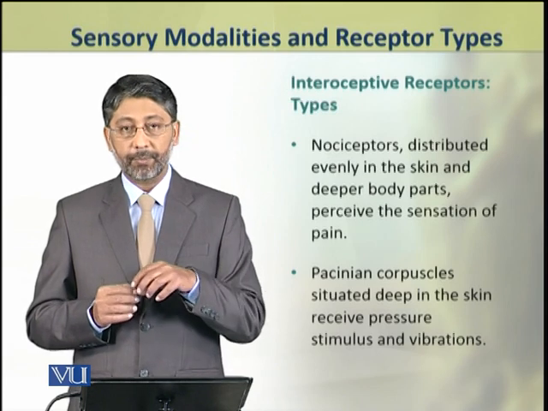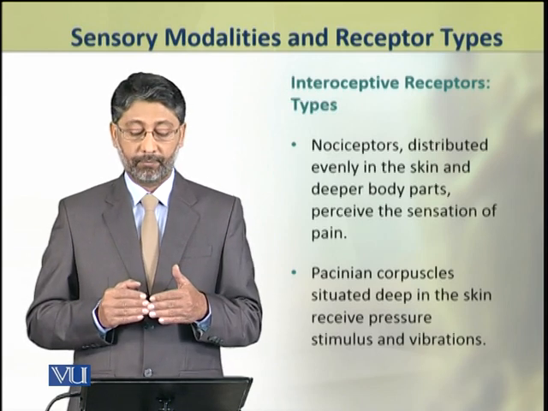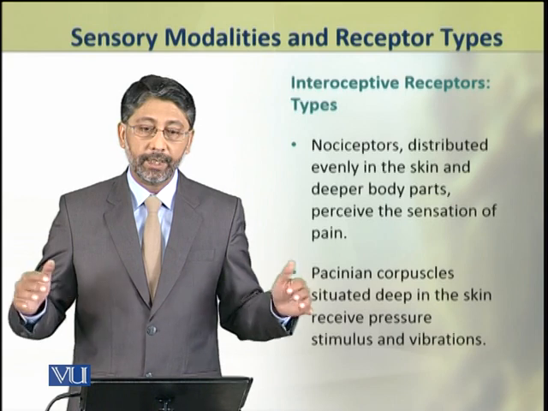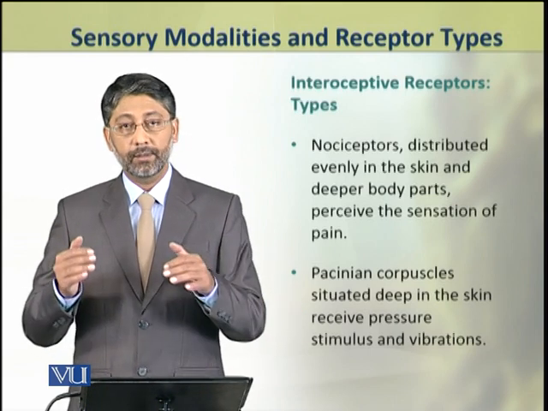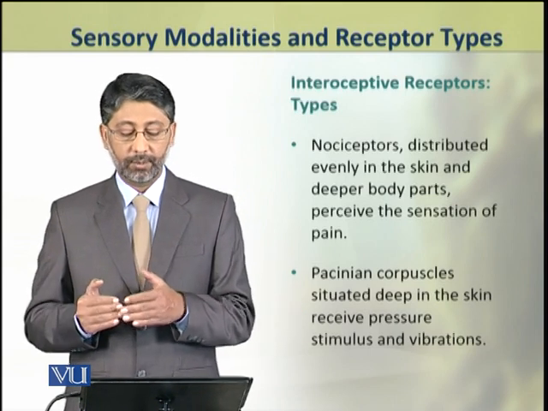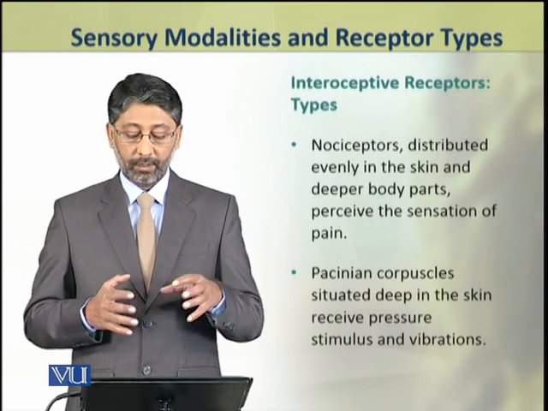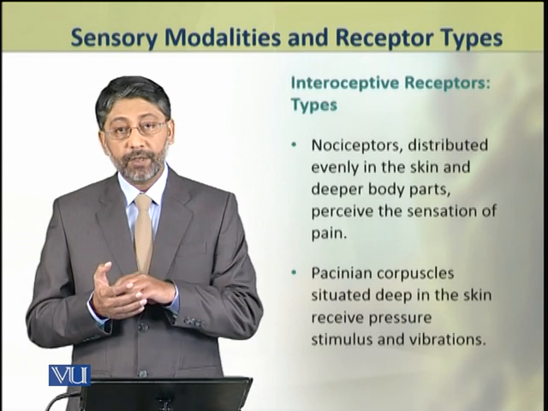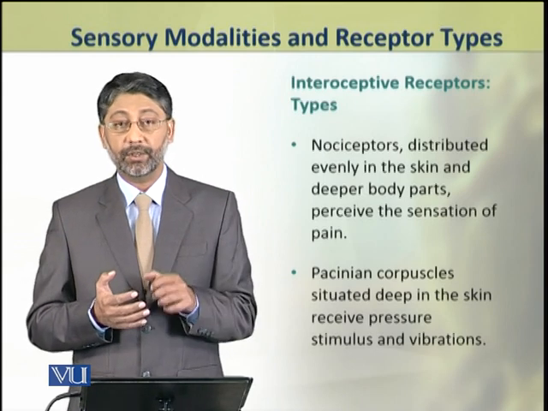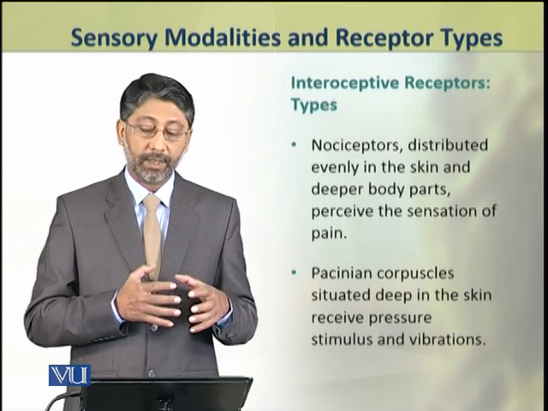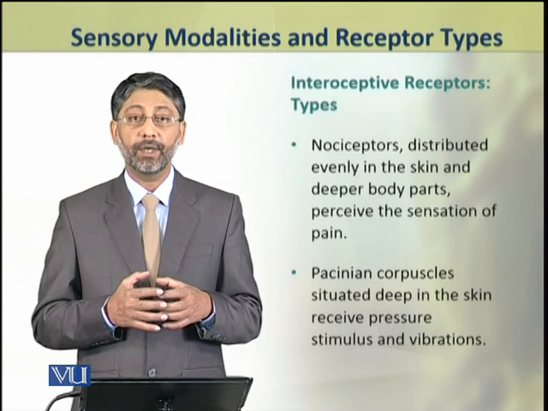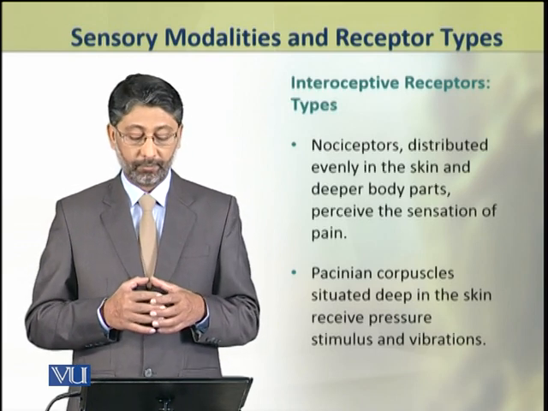Then another type is nociceptors, which are distributed evenly in the skin and deeper parts of the body. They perceive the sensation of pain. To perceive the sensation of pressure, there are Pacinian corpuscles which are situated deep in the skin.